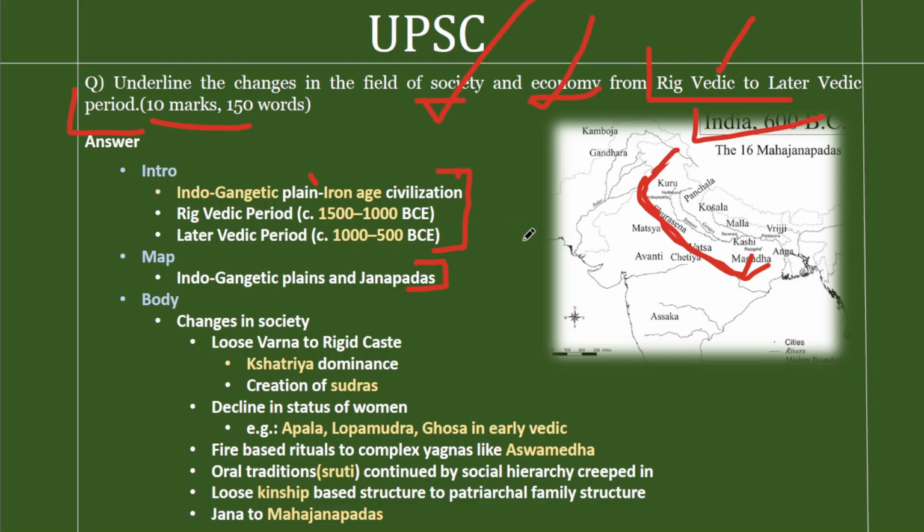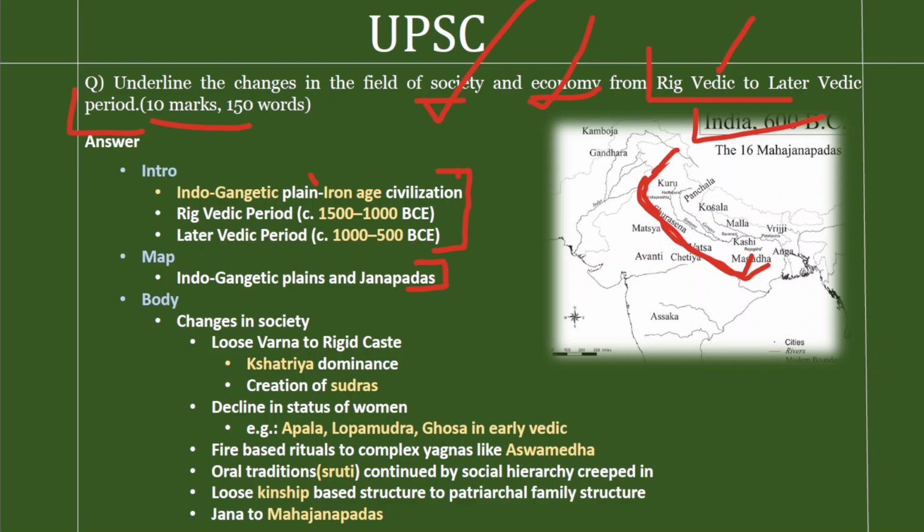If you take the Rigvedic society, the basic feature of that society is a loose Varna system. That's a society where Varna system evolves. And you have to be very clear that Varna system is different from caste system. Varna is a loose division based on occupational classification, whereas caste is very rigid and it's clearly stratified.